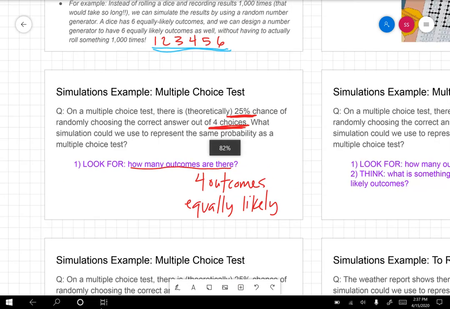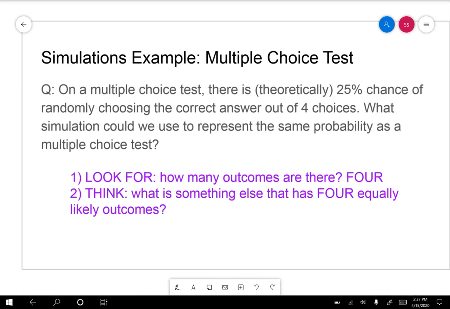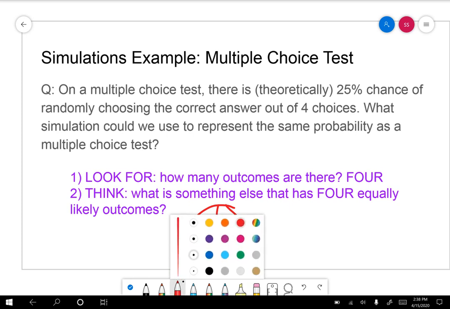Okay, next thing I would do is think, right? You're like, yeah, duh. Think about what else has 4 equally likely outcomes. Okay, so it could really be anything as long as there's 4 outcomes that are all equally likely to happen, right? So for example, maybe we know about a program online that has a 4-section spinner that has equal sections. Pretend that those are all equal sections, okay?